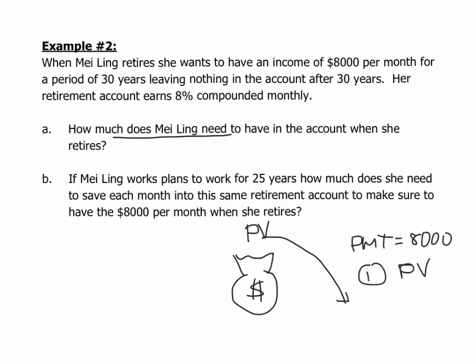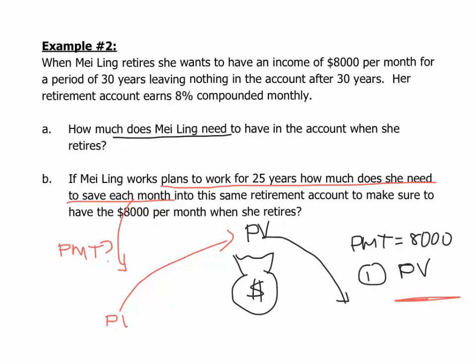The second question is about when she's accumulating money. So the second question is about this accumulation side. And our goal is to figure out how much does she need to put into her retirement savings in order to have this side have enough money. Now, we're going to assume that she starts out with nothing, and she's going to end up after her 25 years of savings with some future value.